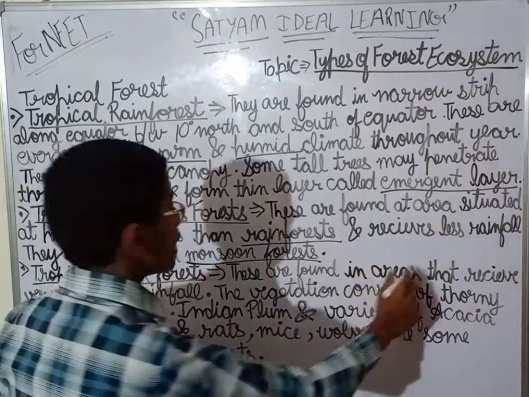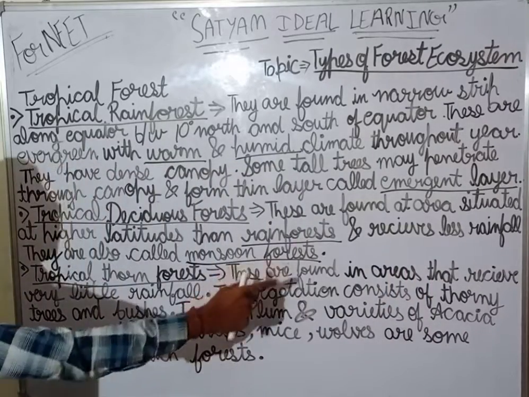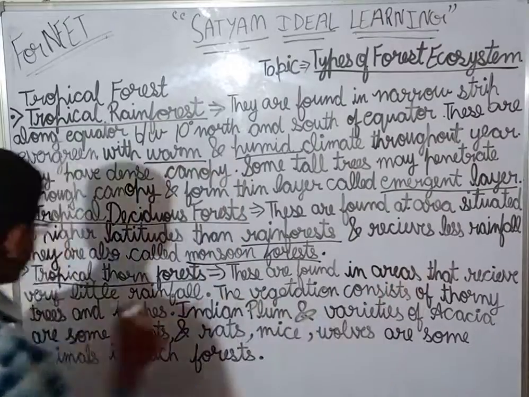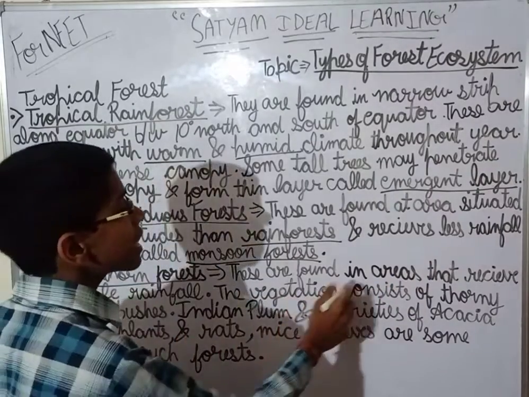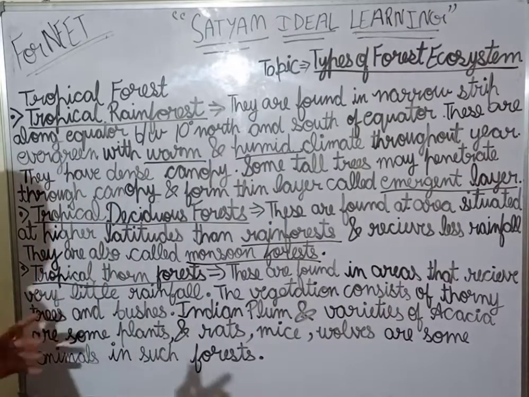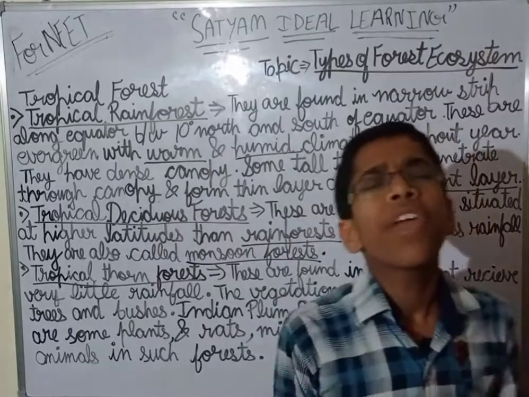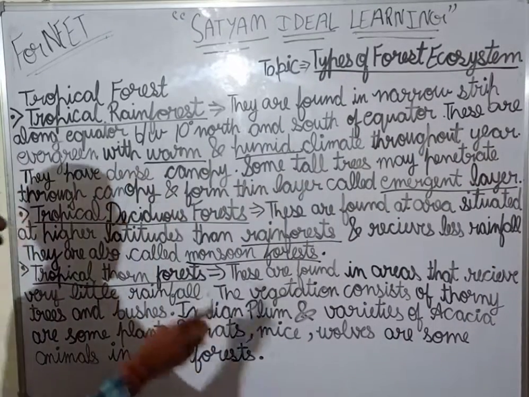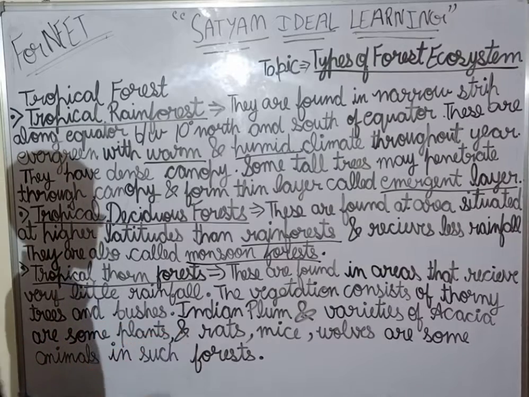These are found in areas that receive very little rainfall, guys. The vegetation consists of thorny trees and bushes. So it has very little rainfall, and the vegetation consists of thorny trees and bushes.